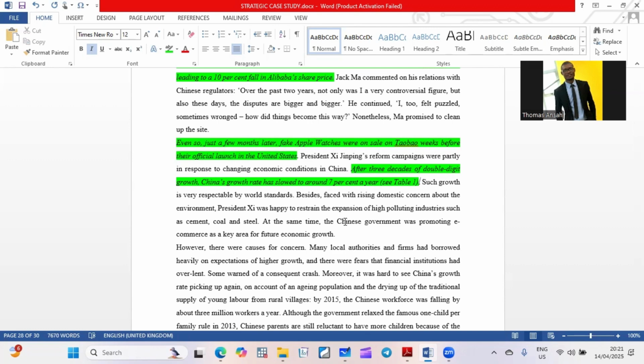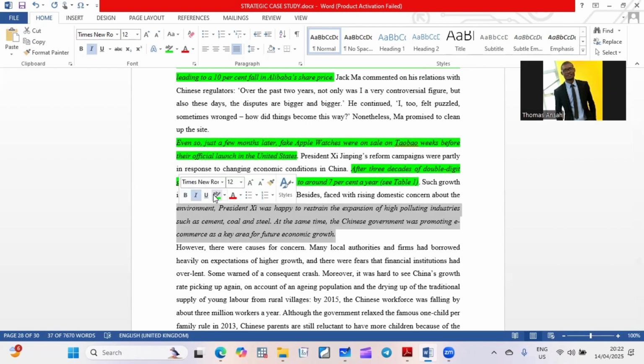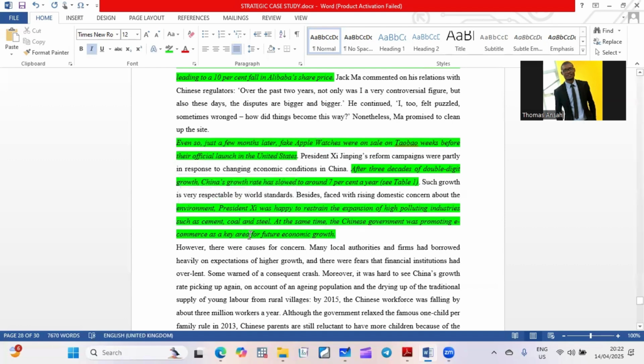Besides, faced with rising domestic concern about the environment, President Xi was happy to restrain the expansion of high-polluting industries such as cement, coal, and steel. At the same time, the Chinese government was promoting e-commerce as a key. So this one is for economic growth. Which one will you put this under? Economic growth, but that will be an opportunity. But apart from that, what do you see?